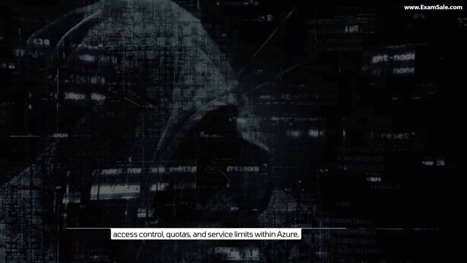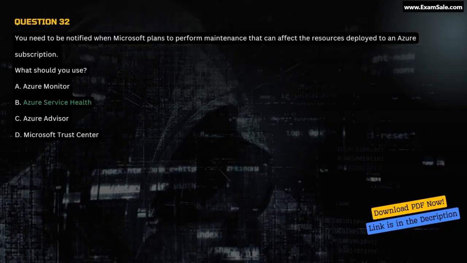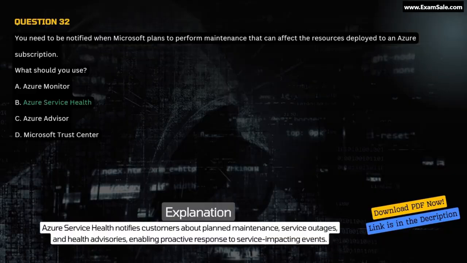Question 32. You need to be notified when Microsoft plans to perform maintenance that can affect the resources deployed to an Azure subscription. What should you use? A. Azure Monitor. B. Azure Service Health. C. Azure Advisor. D. Microsoft Trust Center. Correct answer B. Azure Service Health. Explanation. Azure Service Health notifies customers about planned maintenance, service outages, and health advisories, enabling proactive response to service-impacting events.